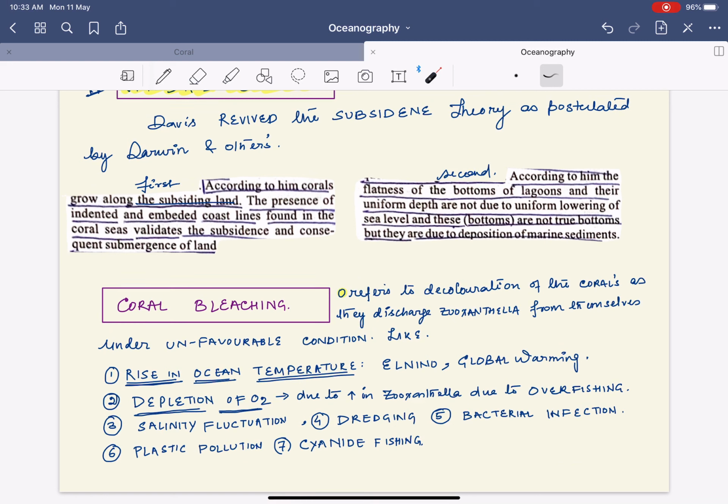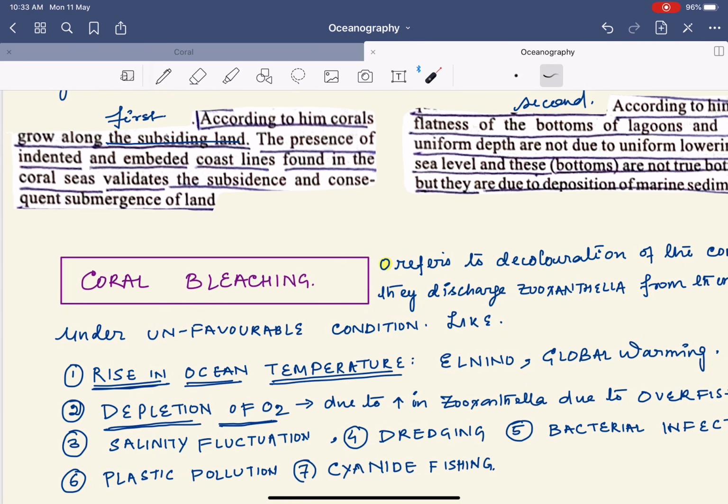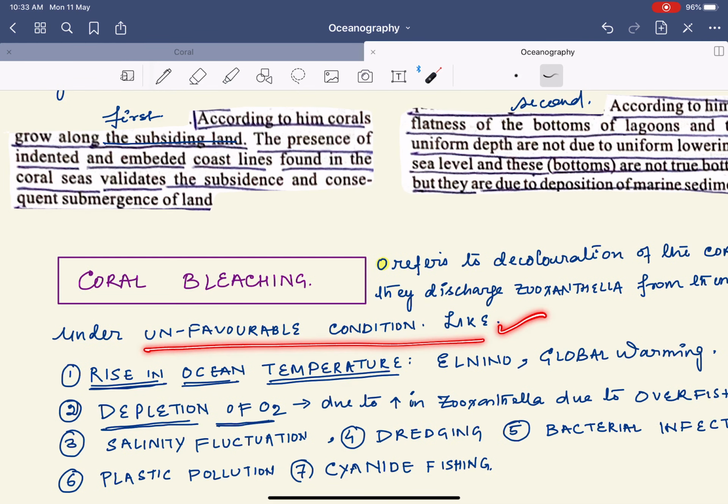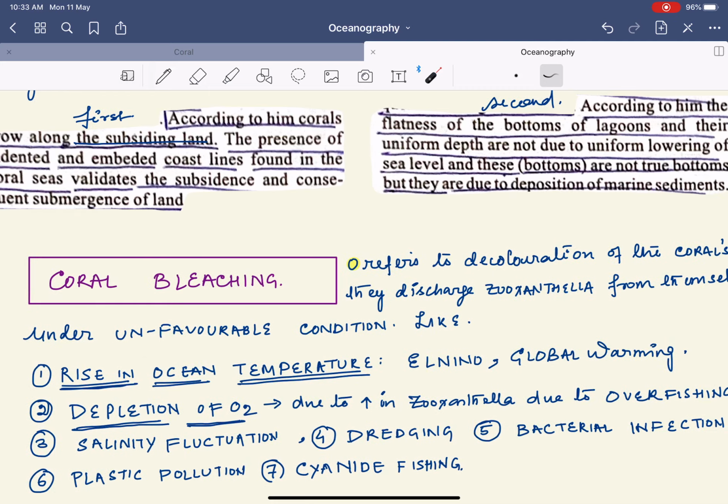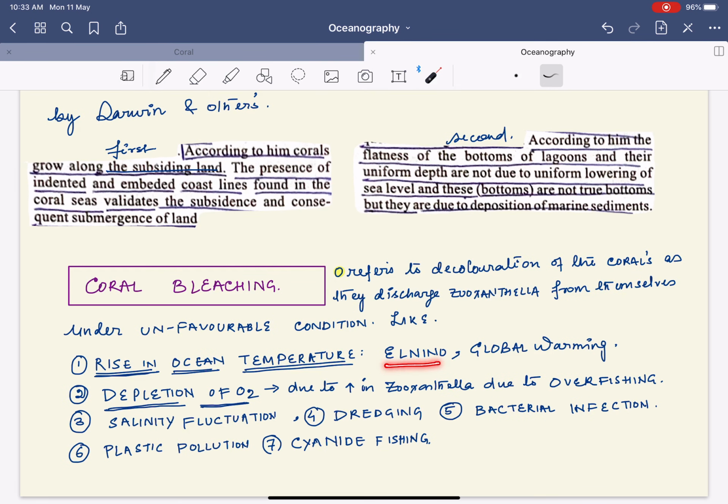Next is your coral bleaching. See, coral bleaching refers to the decoloration of the coral because they discharge the zooxanthellae from themselves under unfavorable conditions, like rise in the ocean temperature. When is the ocean temperature rising? El Nino leads to the rise in the ocean temperature. Next, global warming leads to the rise in the ocean temperature.